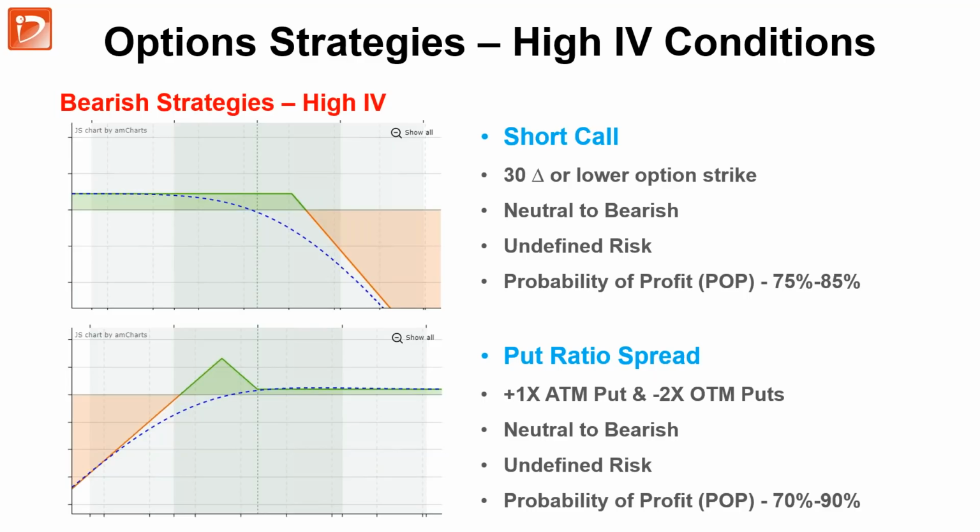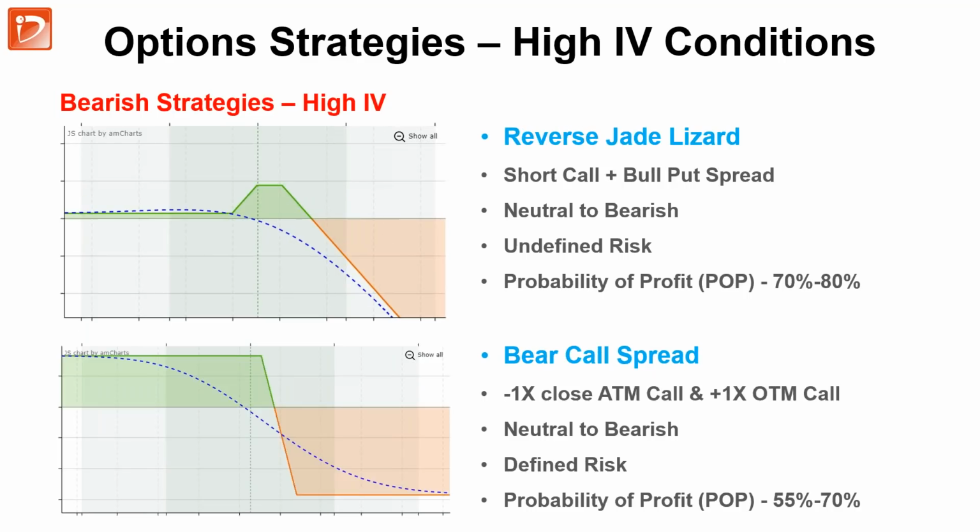And then you come to put ratio spread, similar to call ratio spread. Instead of calls, you use puts here. You buy an at the money put and sell 2 out of the money puts. It's a neutral to bearish, undefined risk strategy, and probability of profit is 70 to 90%.